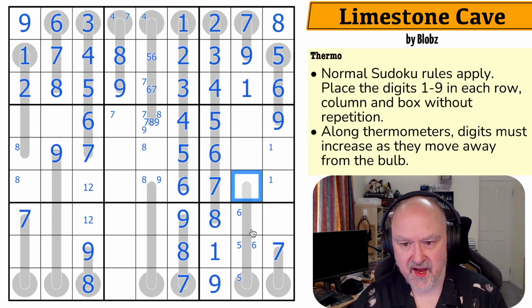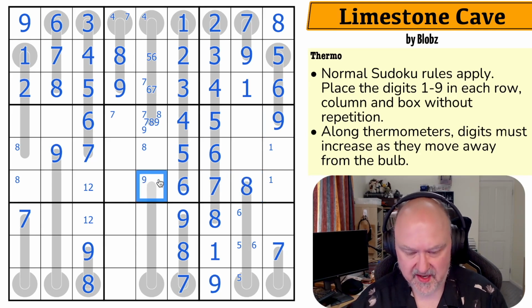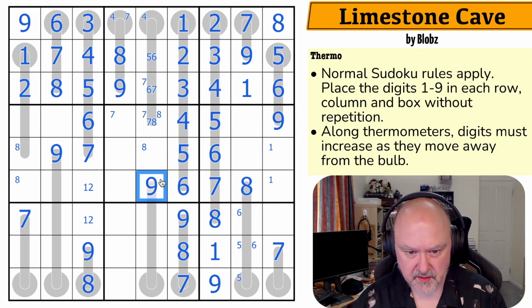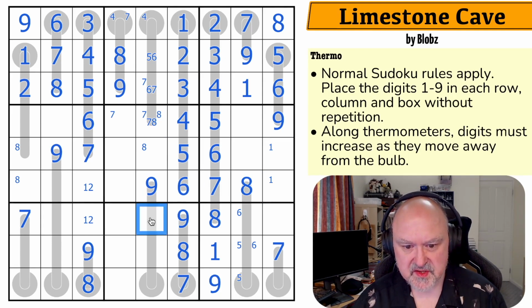So this has to be higher than 6, and it can't be 7 or 9. That's the 8, meaning that's not the 8. Oh, and this 9 says that's not the 9. So this is the 9 by Sudoku. So this is a maximum of 6, 5. This is a maximum of 4.